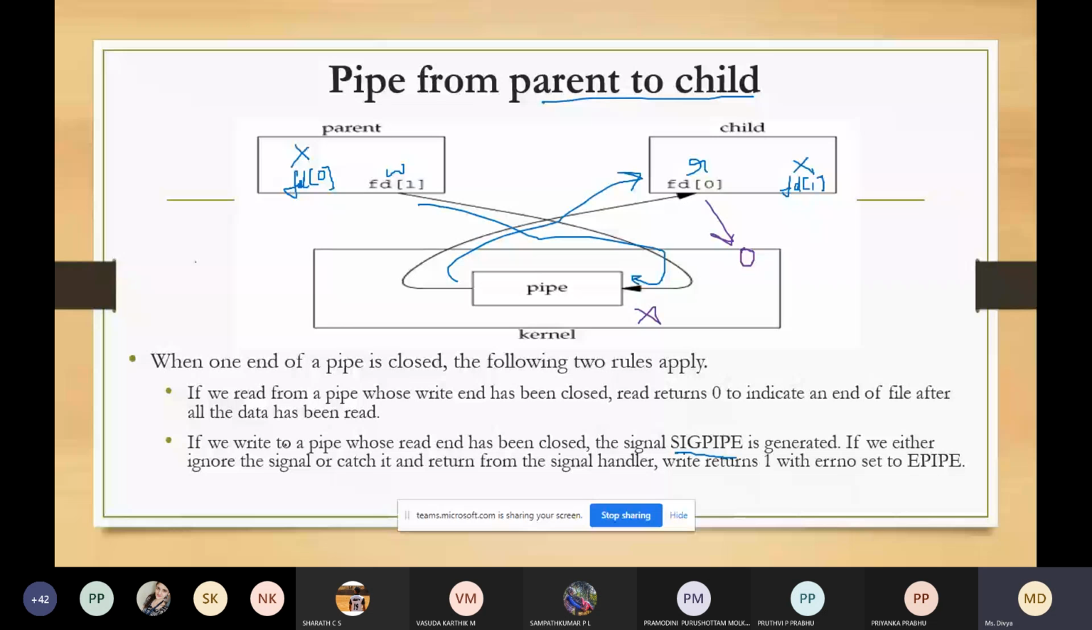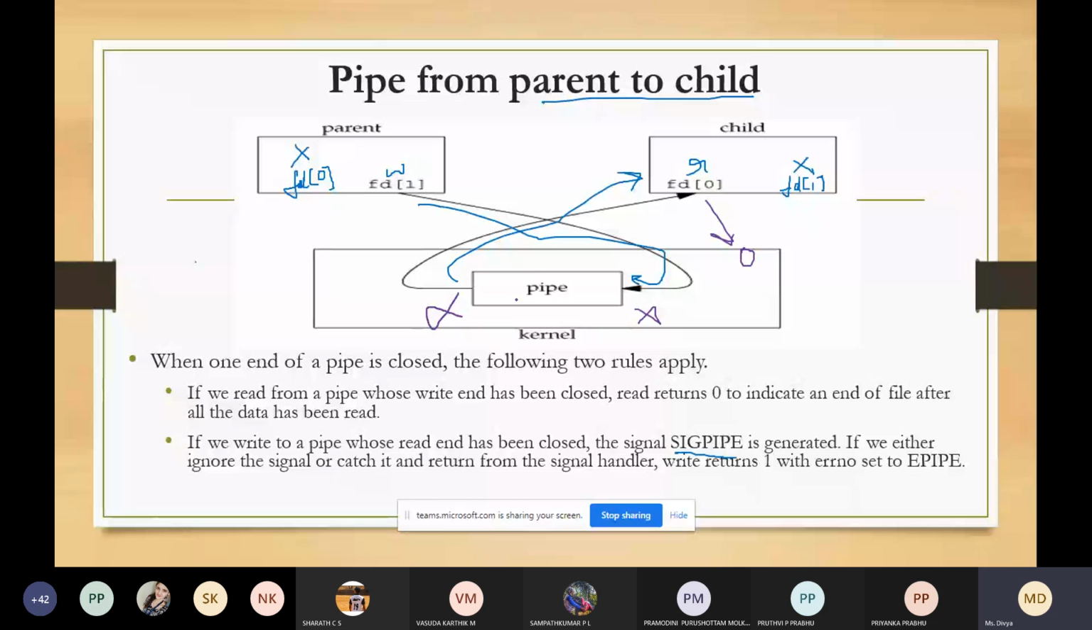Then suppose we write to a pipe whose read end has been closed. We are trying to write, but the read end is closed. There is no process ready to read the data. Somebody is writing data to the pipe, data is available in the pipe, but nobody is there to read it.